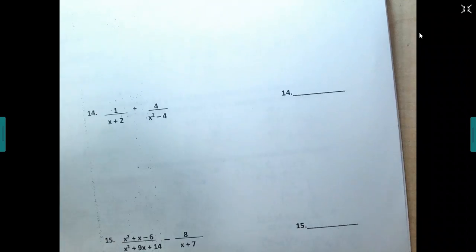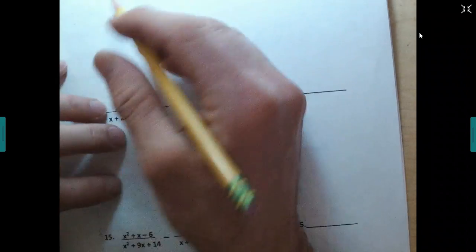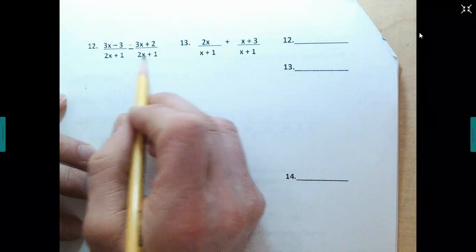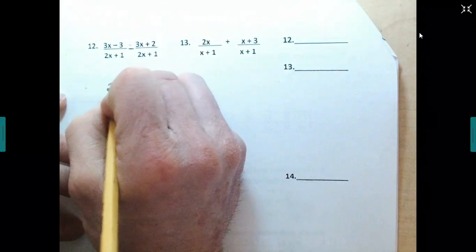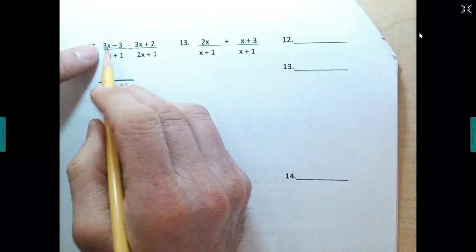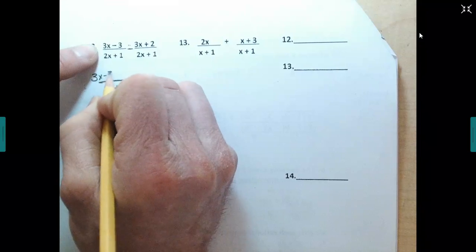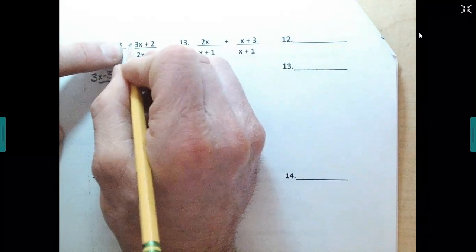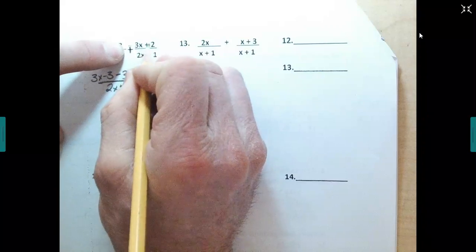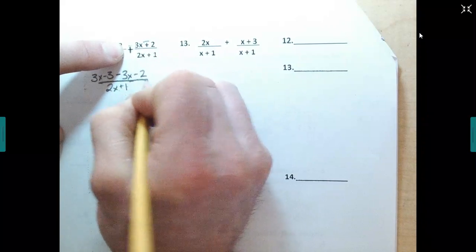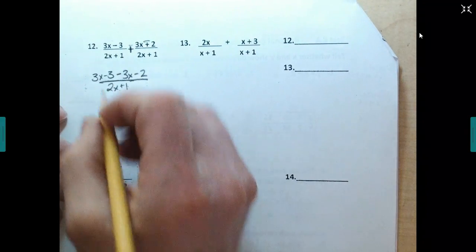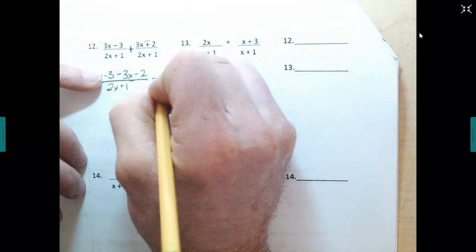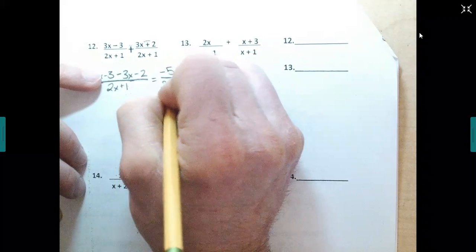And here we are on to number 12. So here we have subtraction. So what I need is a common denominator. Well, I have a common denominator. So I get 2x plus 1 on the bottom. And I have 3x minus 3. And in this subtraction, I have to add the opposite. So add a negative 3x minus 2, because I'm adding the opposite. 3x minus 3x, well, that's 0. Negative 3 minus 2 is negative 5, over 2x plus 1.